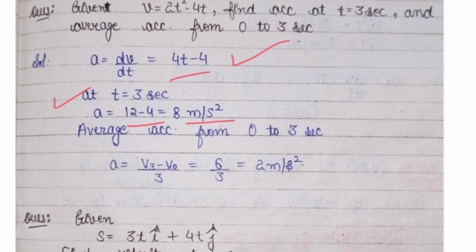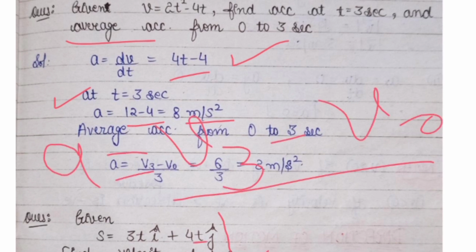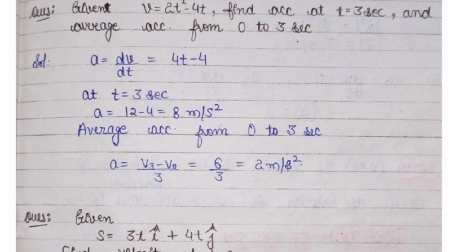Now, this is the acceleration. Now we have to find the average acceleration from time t equals 0 second to t equals 3 second. What is the formula of the average acceleration? a equals v3 minus v0 upon t3 minus t0. Different velocities at their respective times. Okay. Now this will be equal to v3 minus v0.